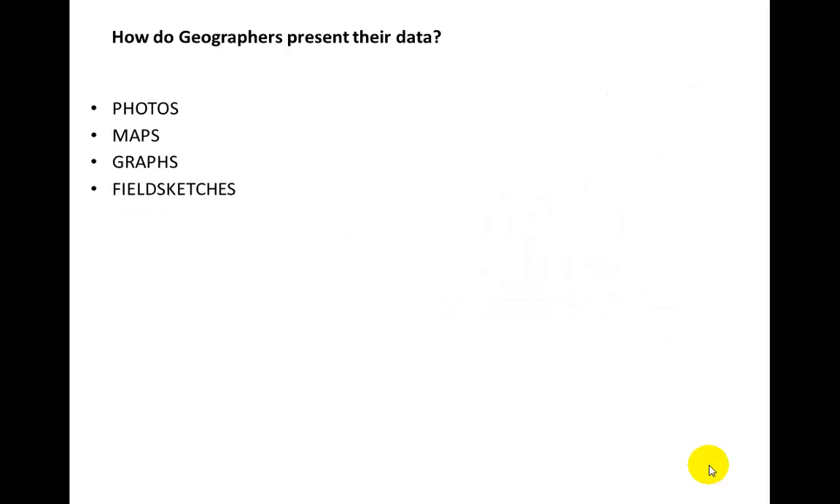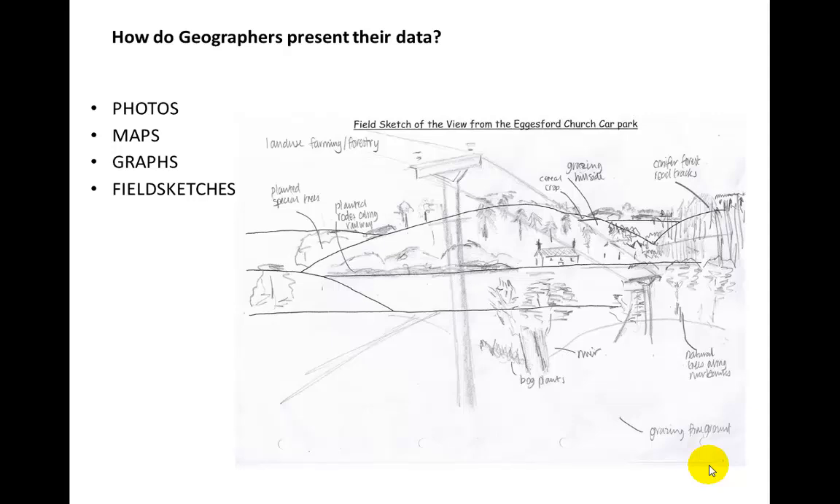Geographers present their data using field sketches. Field sketches can be drawn from a photograph or actually out in the field. The labels on the field sketch are much more important than the quality of the drawing.